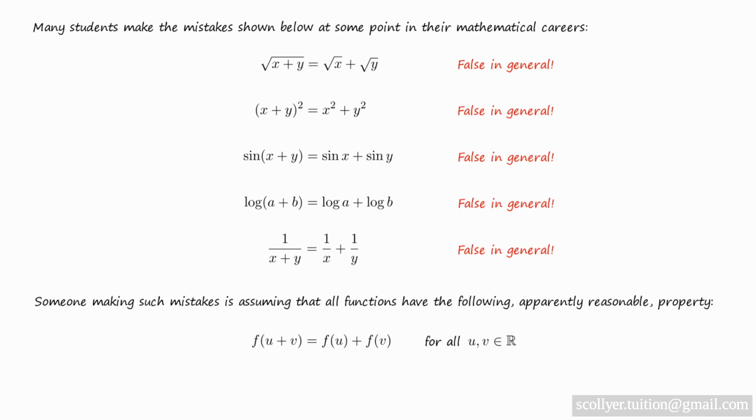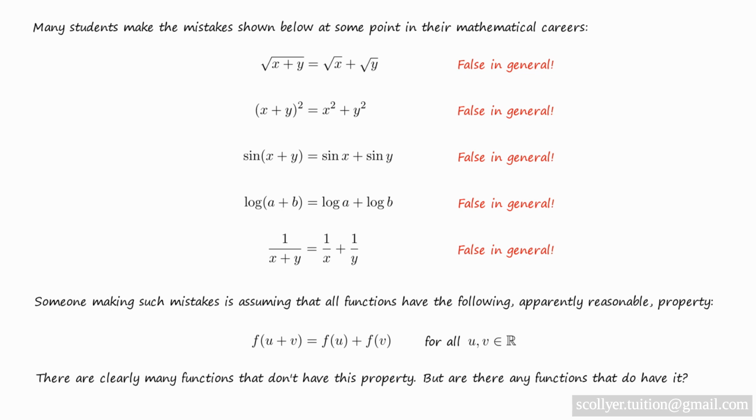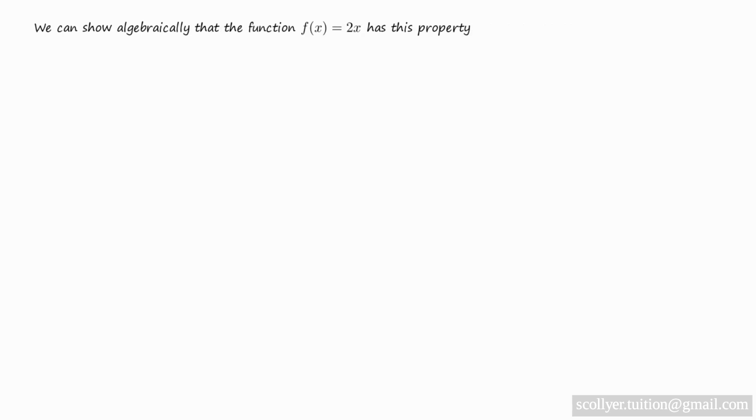And someone who makes such a mistake is assuming that all functions have the following property, that f of u plus v equals f of u plus f of v for all real u and v. Now, it's clear that there are many functions that don't have this property, but are there any functions that do have it? Well, in fact, we can show algebraically that the function f of x equals 2x has this property.